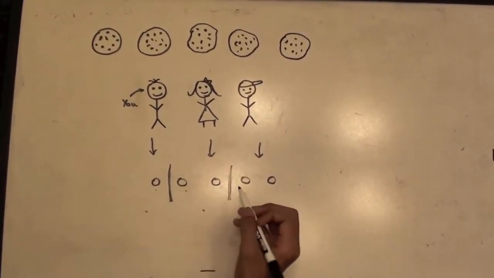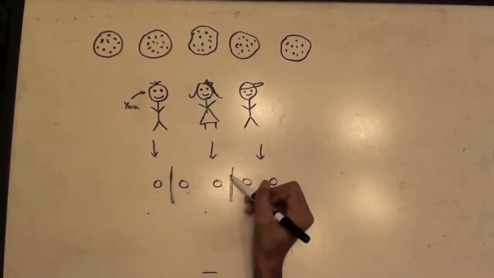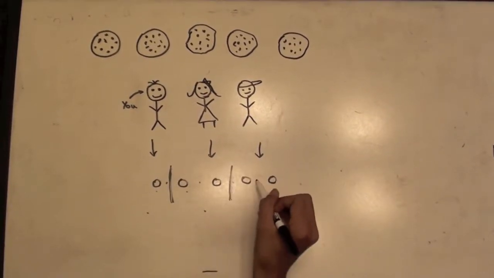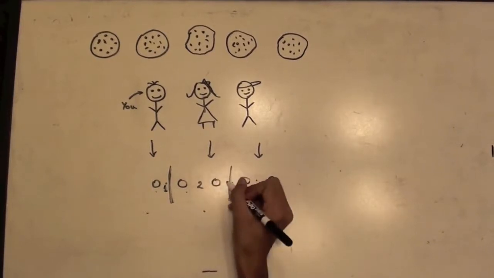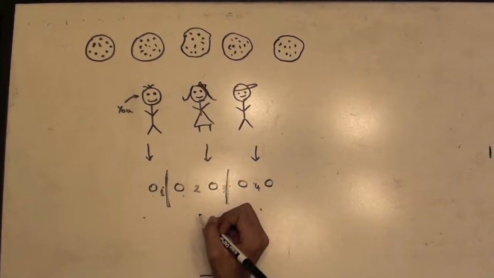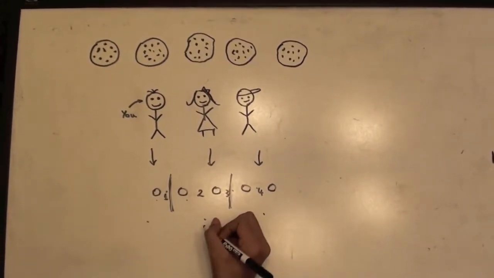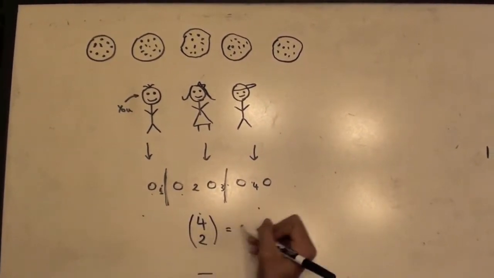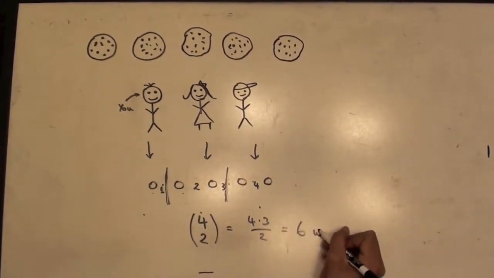The number of ways your uncle can divide the cookies is the same as the number of ways we can place these dividers in the gaps between the cookies. So there are 1, 2, 3, 4 gaps between the 5 cookies, and we're trying to place 2 dividers into these 4 gaps. So the number of ways we can do this is 4 choose 2, which is 6 ways.